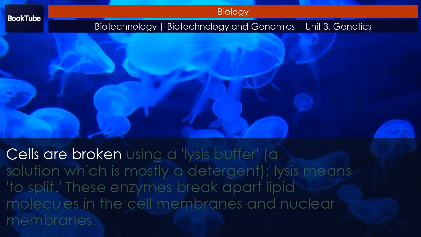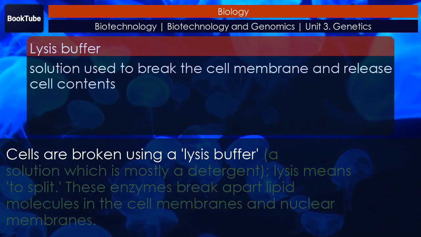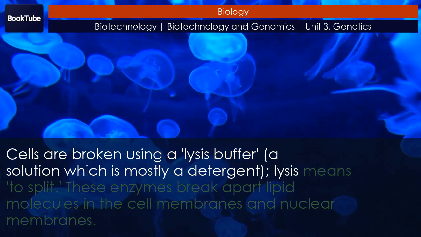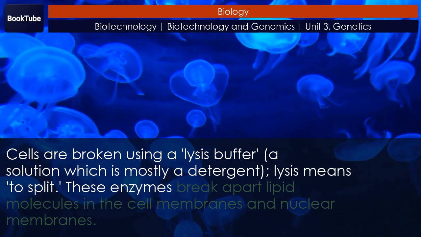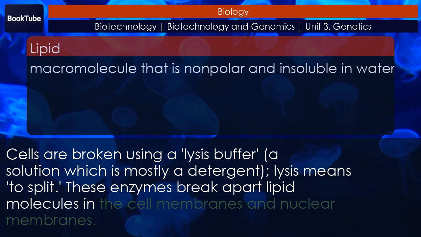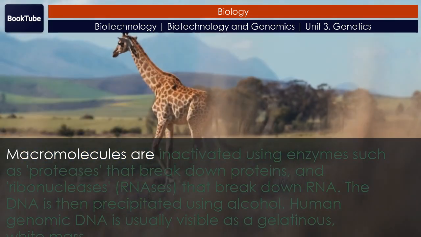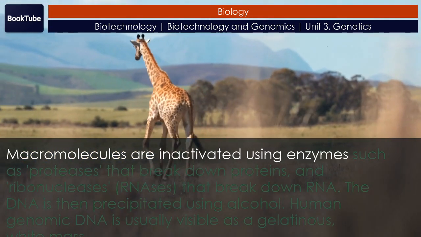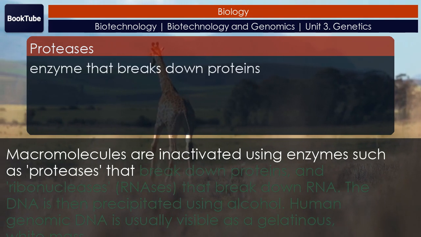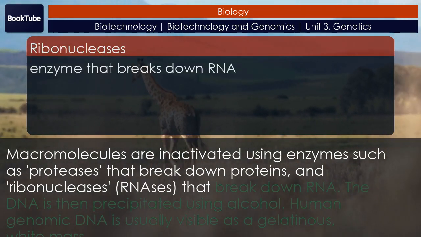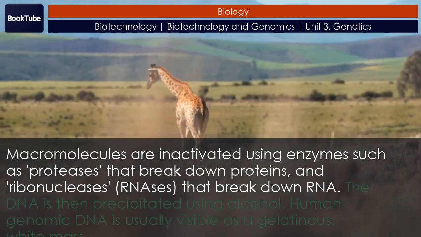Cells are broken using a lysis buffer, a solution which is mostly a detergent. Lysis means to split. These enzymes break apart lipid molecules in the cell membranes and nuclear membranes. Macromolecules are inactivated using enzymes such as proteases that break down proteins, and ribonucleases, RNases, that break down RNA.